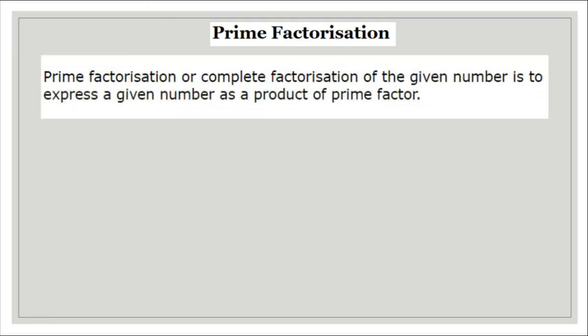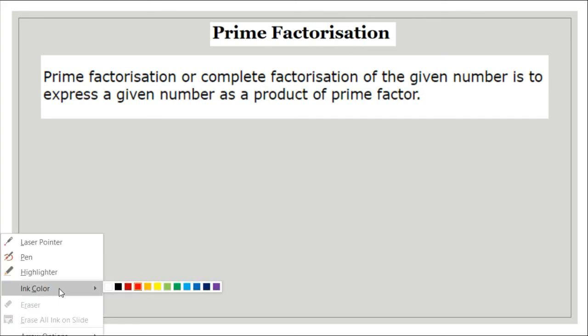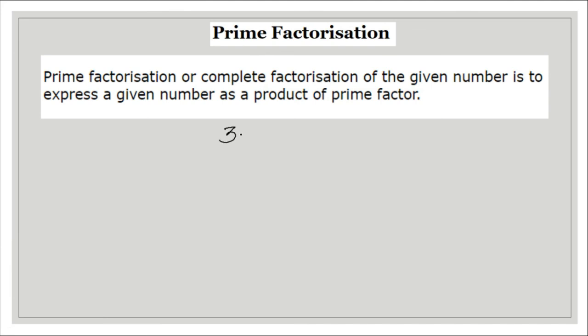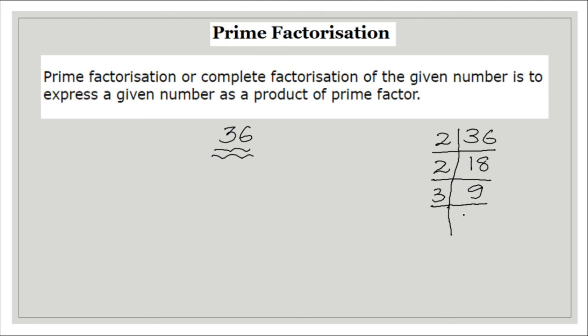Prime factorization or complete factorization of given numbers is to express the given numbers as the product of prime factors. Let me take one example and show you how to write a number as a prime product. I have taken a simple example, the number 36. I will divide it by the least prime number which divides it. It is 18 times. Further, I will divide with the prime number. It is divisible by 2, 9 times. Now I will consider the next prime number greater than 2, that is 3, 3 times, then 3 one time.